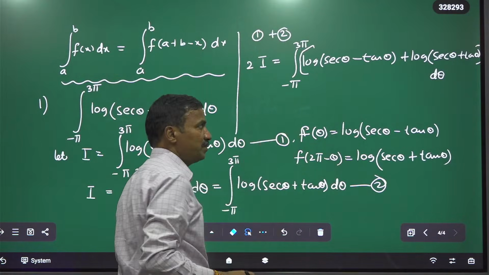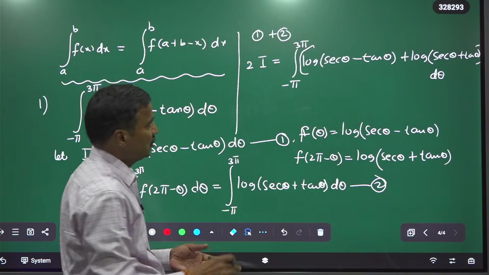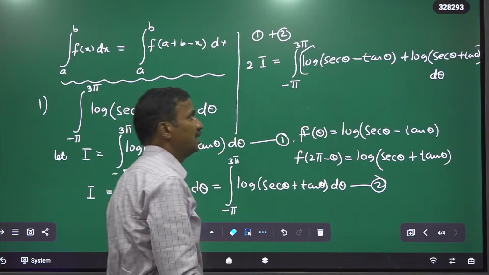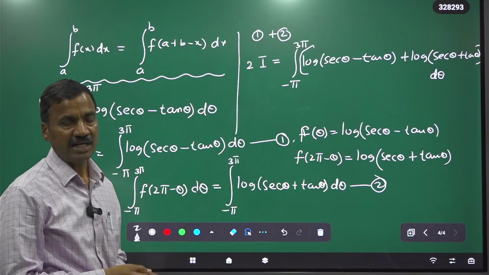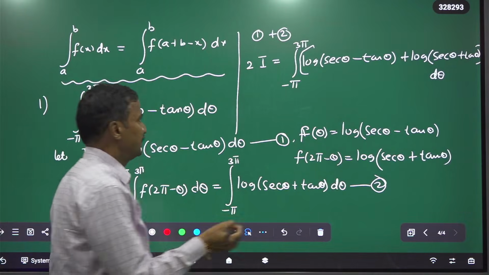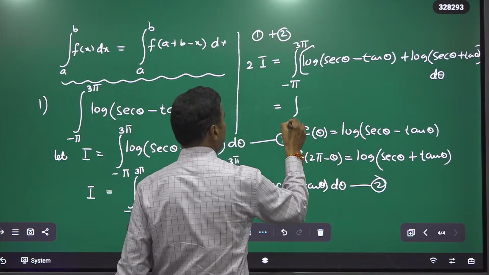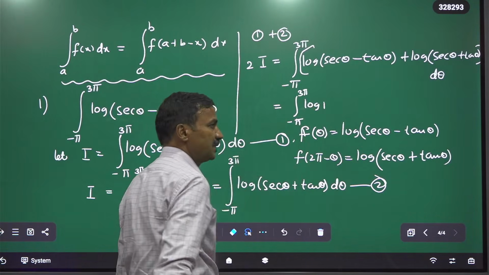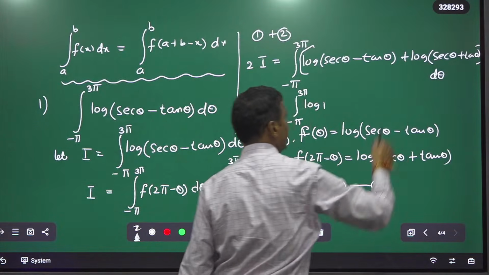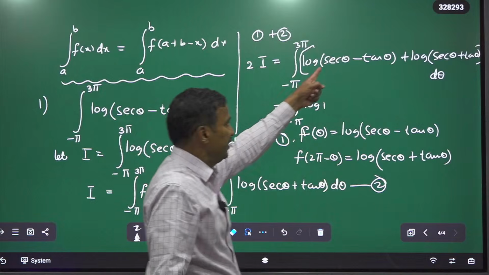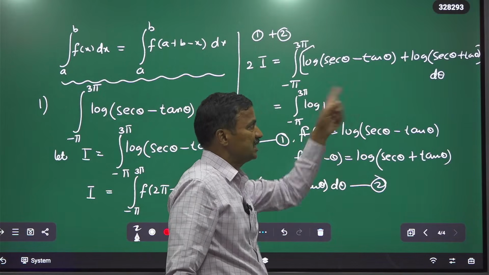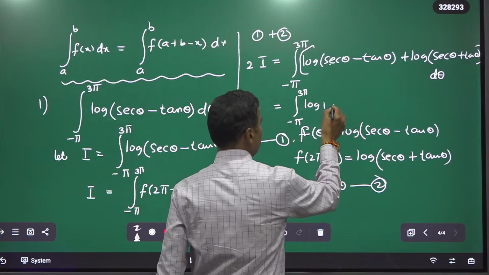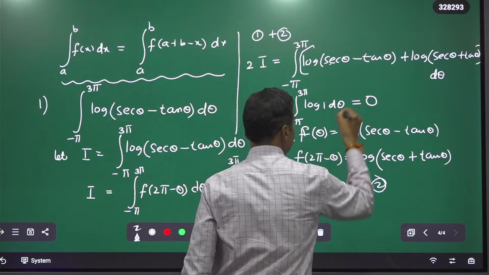We know that log m plus log n is log of m times n. So log of secant theta minus tan theta into secant theta plus tan theta becomes secant square theta minus tan square theta, which is equal to 1, by the identity. Therefore, here you get the integral from minus pi to 3 pi of log of 1. And we know that the value of log 1 is 0, so finally you get 0.